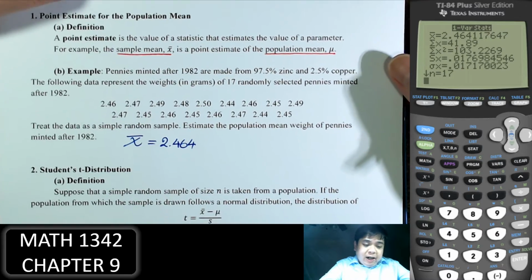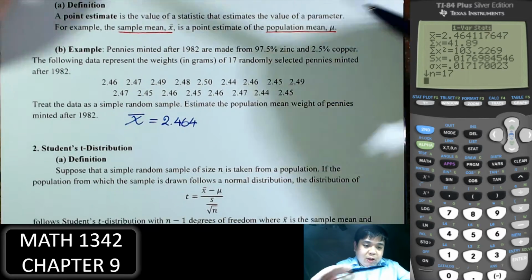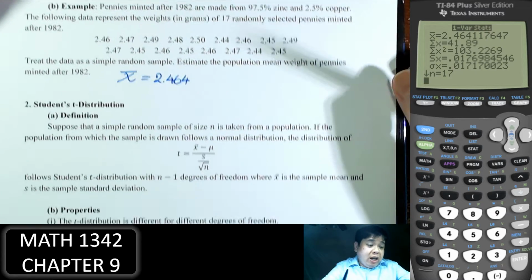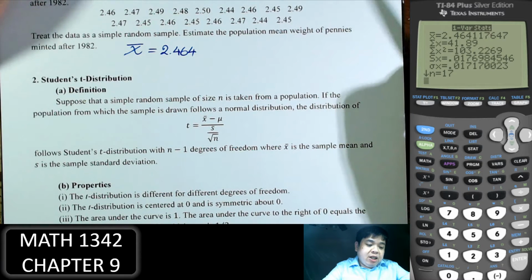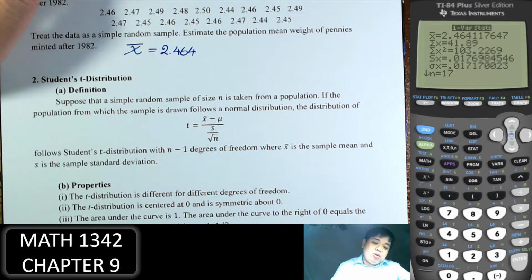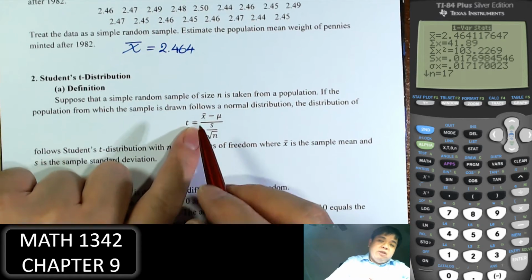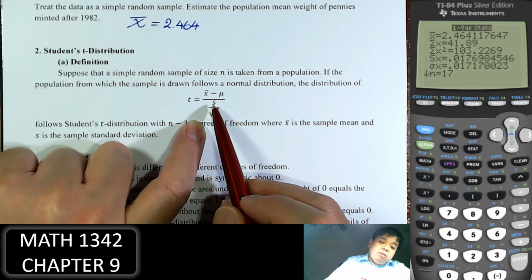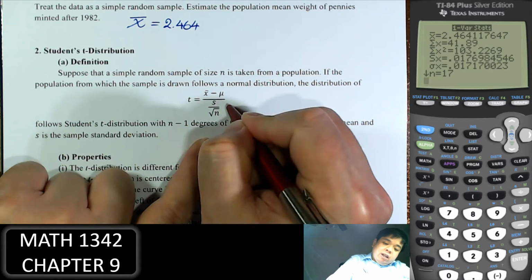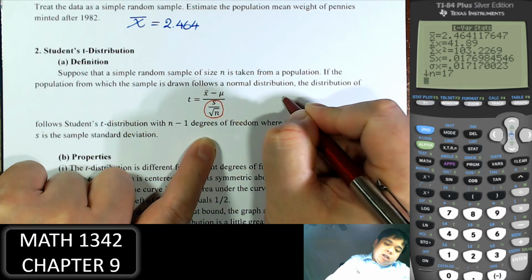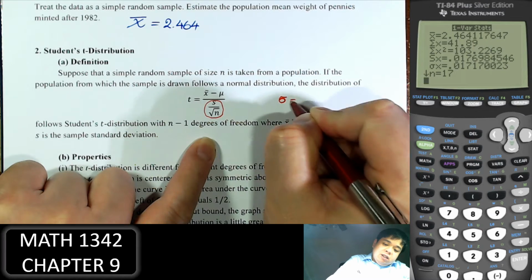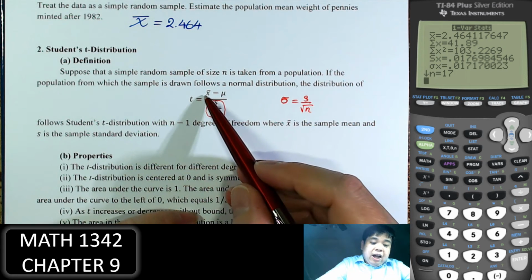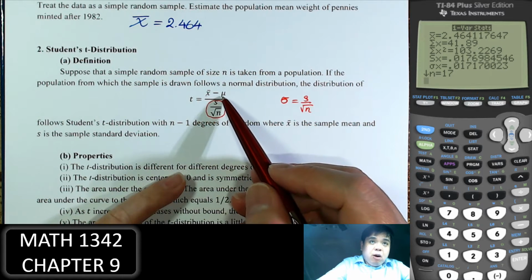Next, in order to do a confidence interval like we did in the previous section, we have a different type of distribution, called the Student's t distribution, or the t distribution. The t distribution is defined as x bar minus the population mean divided by the sample standard deviation s divided by the square root of n. So this looks like the z-score.